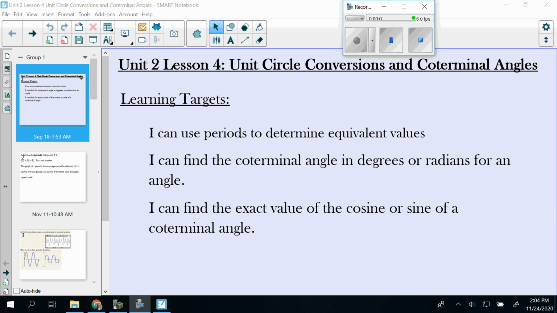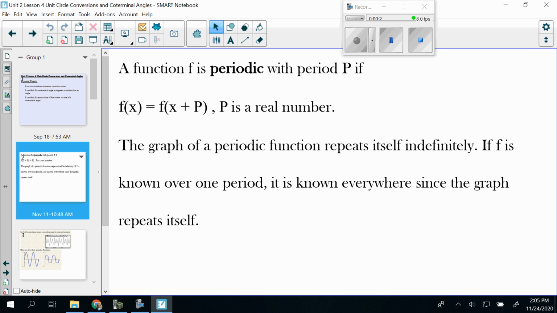We're going to look at conversions and coterminal angles in this lesson. So we want to use periods to determine equivalent values. We want to find what a coterminal angle is in either degrees or radians and find exact value sine and cosine if you have one of these coterminal angles.